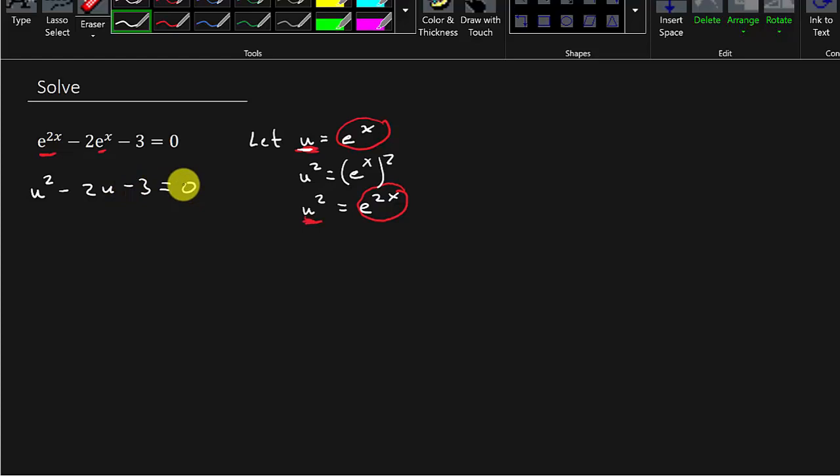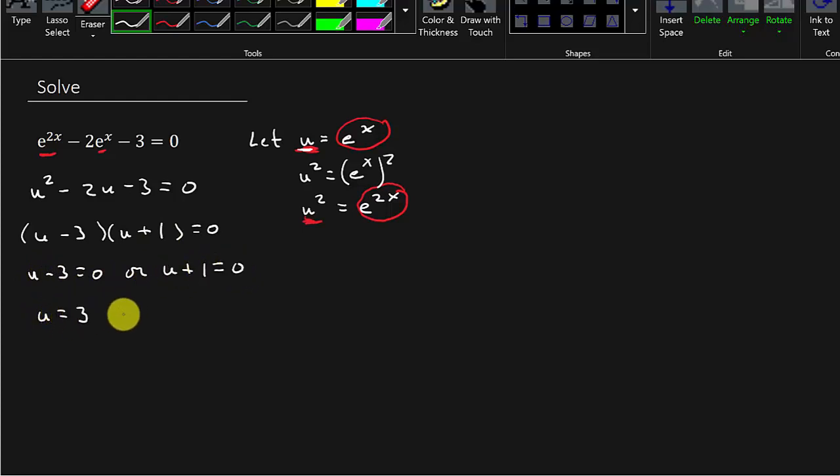And what that does is it turns it into an equation that we recognize. That's a quadratic equation right there. And so we know how to solve that. We factor it. And so if we factor this thing, that's going to give me u minus 3, u plus 1. And so u minus 3 equals 0, or u plus 1 equals 0. So u equals 3, or u equals -1. So if you're at this point in algebra, then you know how to do that part, okay? This part right here, you know how to do.